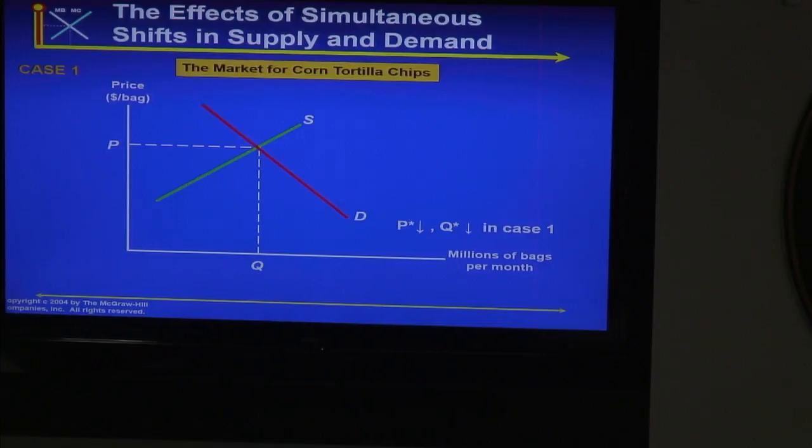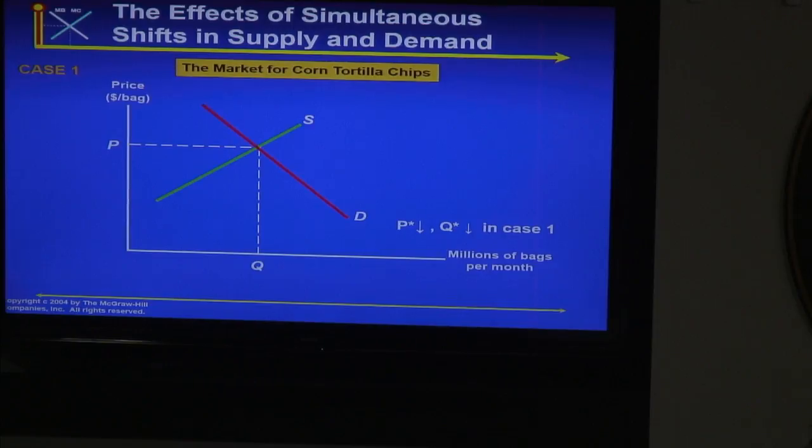Do not label it wrongly. CT is corn tortilla chips. Okay, PCT, and this is your QCT. This is point A. So let's stop there.